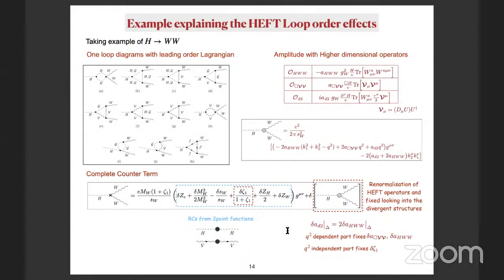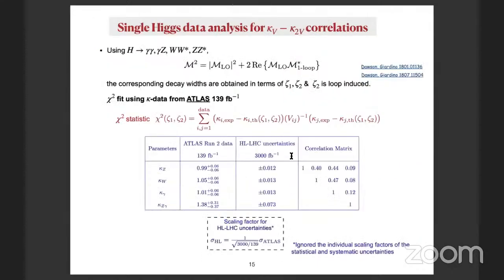So consistently adding the counter term, we get away with these divergences, and we write the renormalized one loop amplitude for the different Higgs to VV decays and single Higgs decays. Following this procedure, we have obtained Higgs to gamma gamma, Higgs to gamma Z, Higgs to WW star and ZZ star, and we have written down the total amplitude. Using that, we have written the decay widths in terms of zeta1 and zeta2 parameters. And remember that zeta2 everywhere is loop induced.